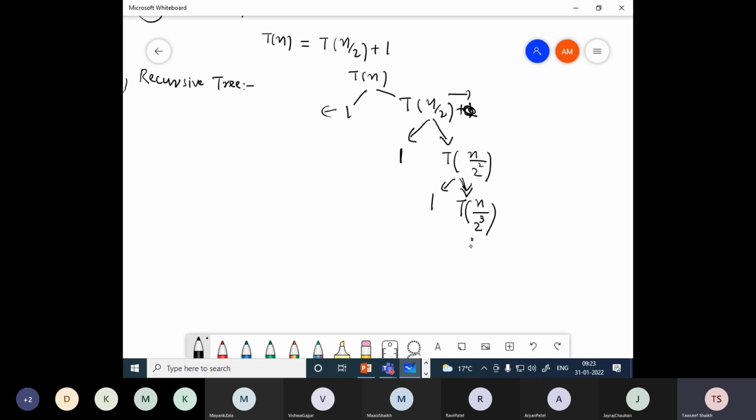Suppose I call this iteration number 1, this iteration number 2, and this iteration number 3. So if I have to find it for iteration number k, the recursive call will go up to n divided by 2 to the power k. Because here it is the third iteration, 2 is raised to the power 3. Here it is the second iteration, 2 is raised to the power 2. So similarly, for the kth iteration, it will be T of n divided by 2 to the power of k.